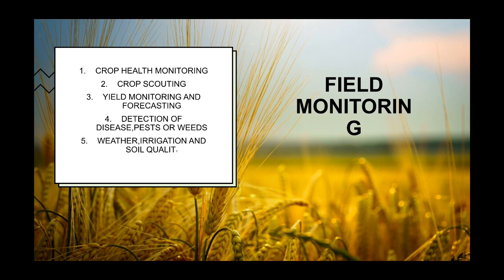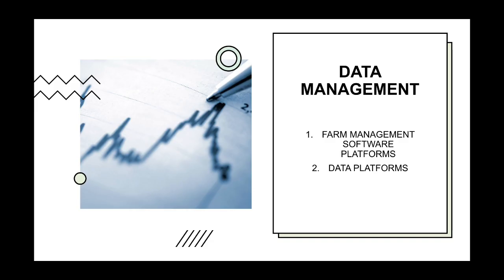Next, let's get to know about data management. It is of two things: farm management software platforms and data platforms. Farm management software platforms are just what they sound like. Platforms that help farmers manage their crop production on their own. These platforms integrate the different hardware devices that are used in precision agriculture. The data from these devices are aggregated onto the central platform where they can be processed and analyzed to help farmers make better decisions on how to manage their operations.